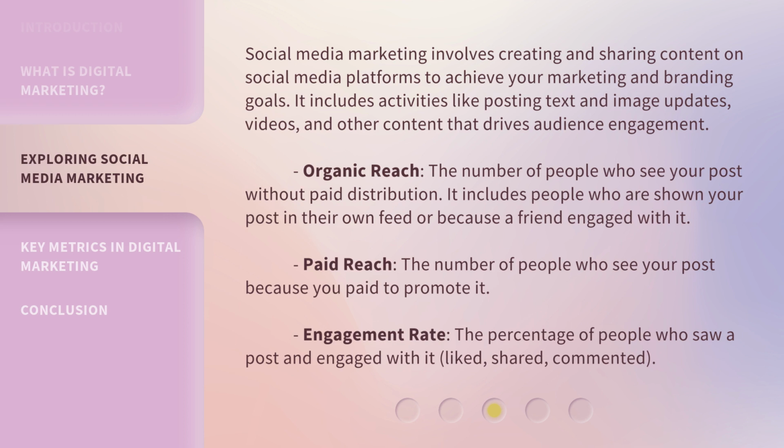Organic reach, the number of people who see your post without paid distribution. It includes people who are shown your post in their own feed or because a friend engaged with it. Paid reach, the number of people who see your post because you paid to promote it.